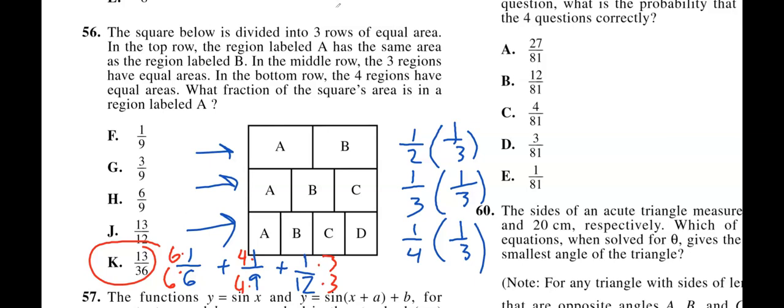Now, would you agree that I can split this into three rows? So each one of those rows is 1/3 of the whole. Now, out of that, in the first row, which represents 1/3 of the entire thing, half of it is in letter A. So that represents 1/2 of 1/3, which is 1/6 of the whole big square.